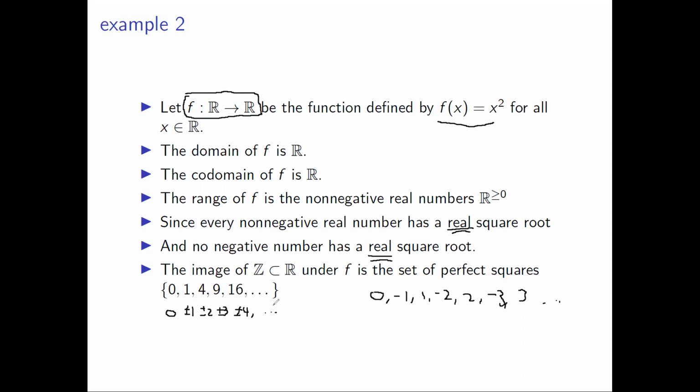So the image of the integers under this map f is just this set. These numbers are called the perfect squares. These are the integers which are squares of integers. So 0, 1, 4, 9, 16, 25, and so on. That's the perfect squares.